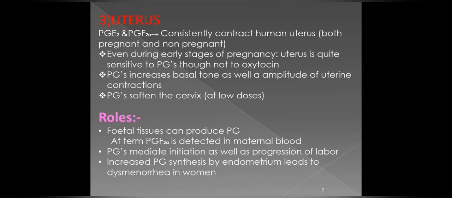Roles: fetal tissue can produce prostaglandin. At term, prostaglandin F2 alpha is detected in maternal blood. Prostaglandins can mediate initiation as well as progression of labor. And increased synthesis of prostaglandin by the endometrium can lead to dysmenorrhea in women, that is, menstrual cramps.